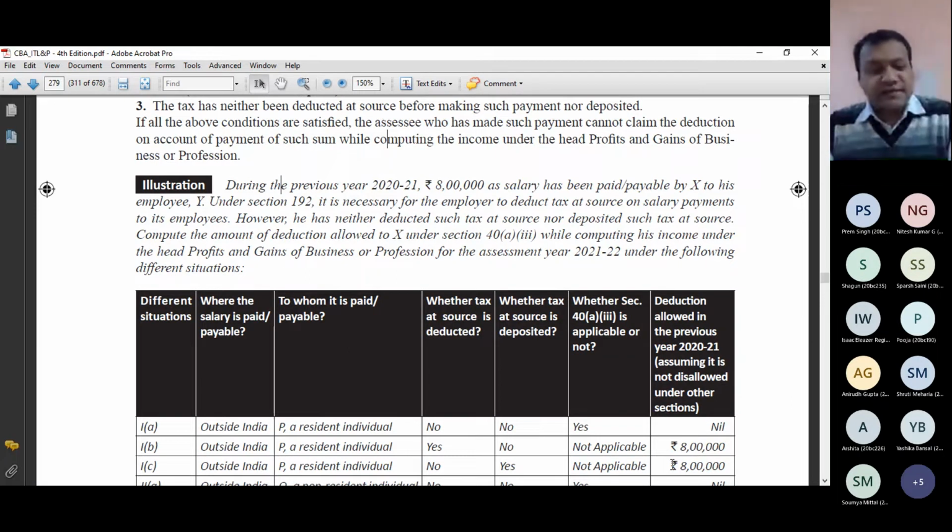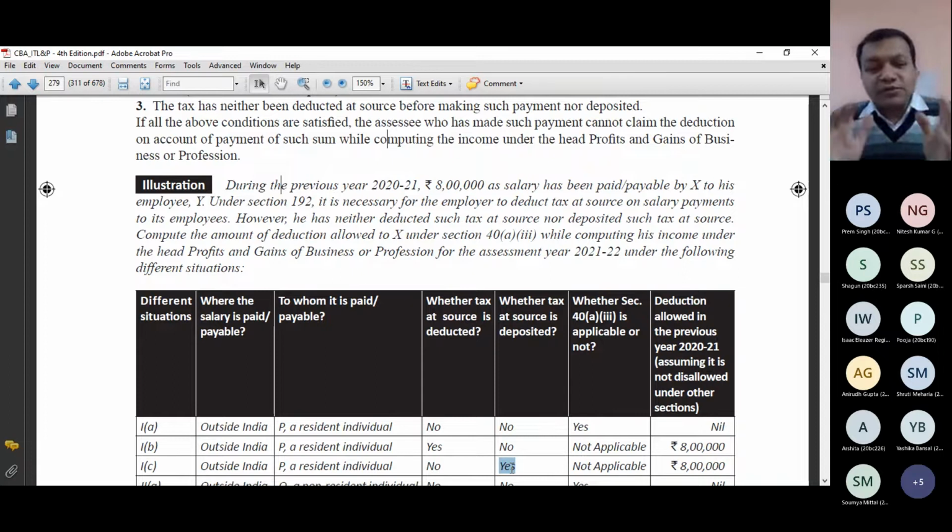Outside India, resident, same thing. Whether tax has been deducted? No. But it has been deposited? Yes. Because maybe I forgot to deduct. But just when I came to know about TDS, I deposited it as an employer from my own pocket. Because sooner or in the next month's salary, I will recover that amount from the employee. If I'm saying that I have deposited from my own pocket, it doesn't mean that I will not recover this amount from the employee. I deposited with the government from my own pocket on behalf of the employee.